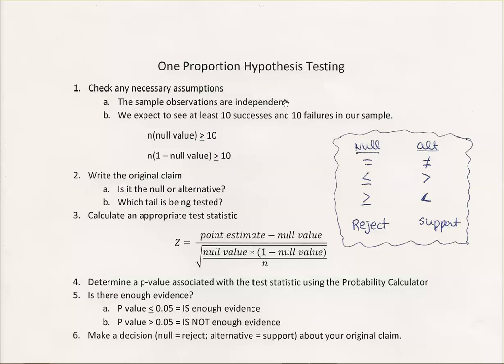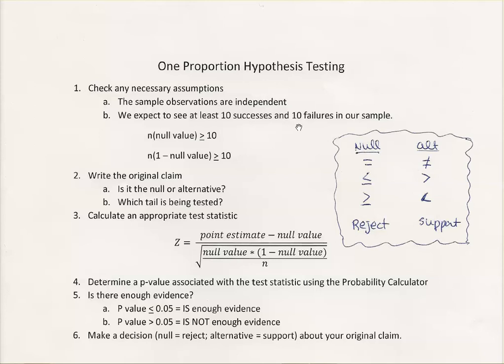So you need to make sure that they are independently sampled. In most cases, we do assume independence unless otherwise stated in the problem. So in general, we'll just assume independence unless there's something specifically mentioned in the problem that lets you know it's definitely not. The other one is that we expect to see at least 10 successes and 10 failures in our sample.